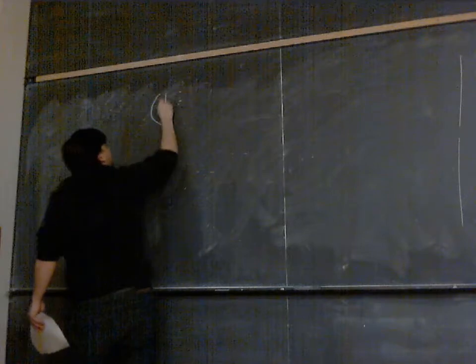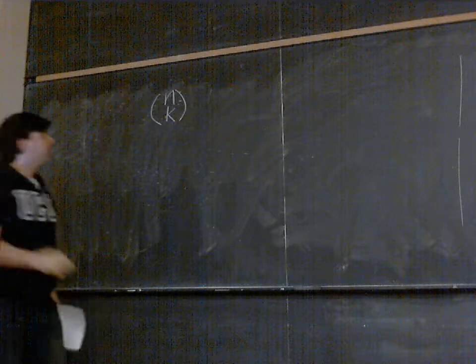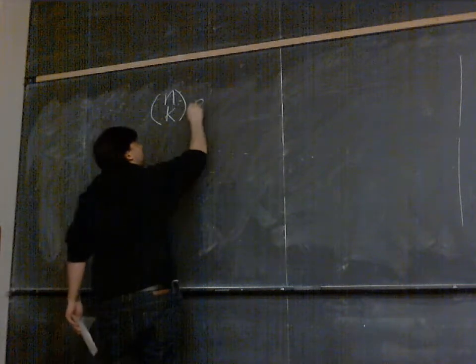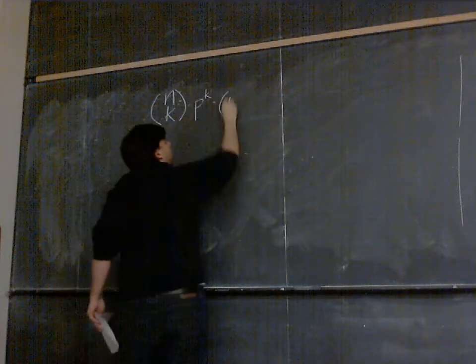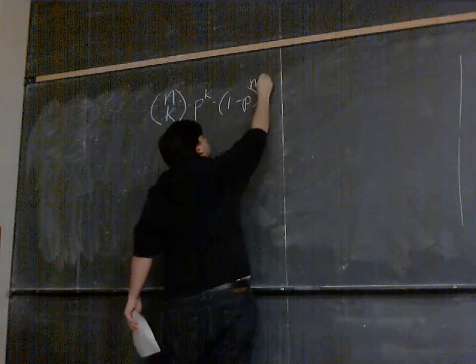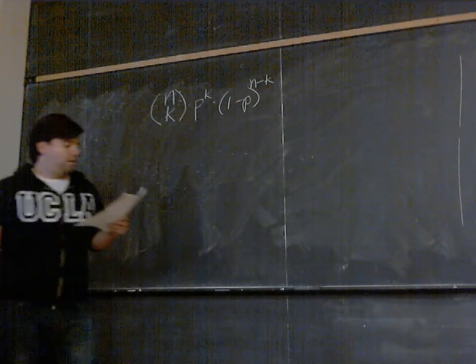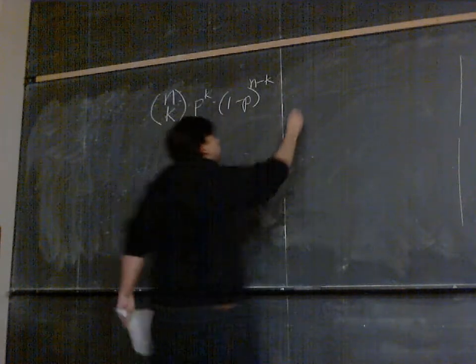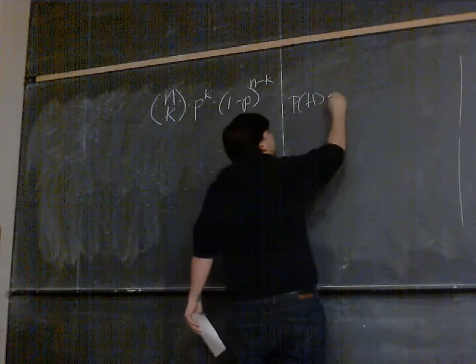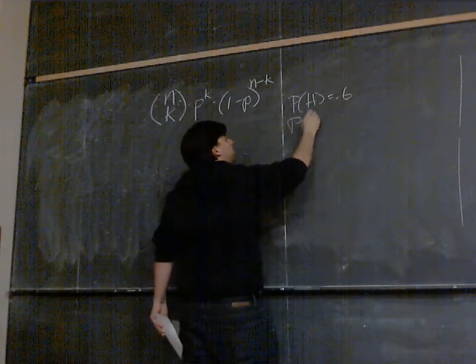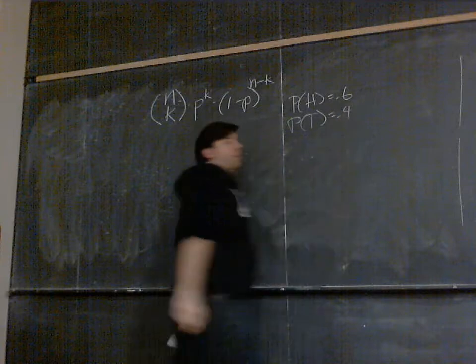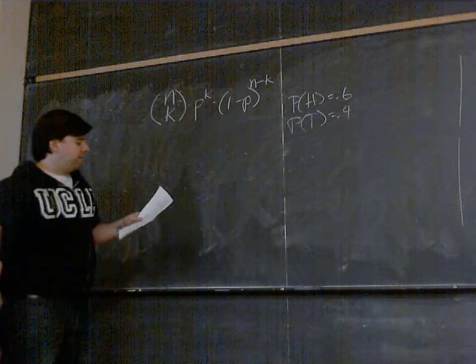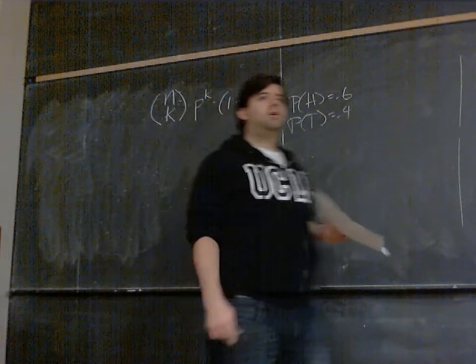Okay, so let me write up the binomial formula. Remember, this is not n divided by k, this is n choose k, times p to the k, times 1 minus p to the n minus k. You toss a coin 5 times. For this coin, the probability of heads is 60%, and thus the probability of tails is 40%. What is the probability of getting exactly 2 heads?